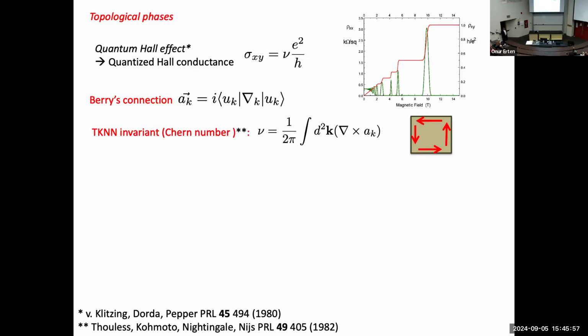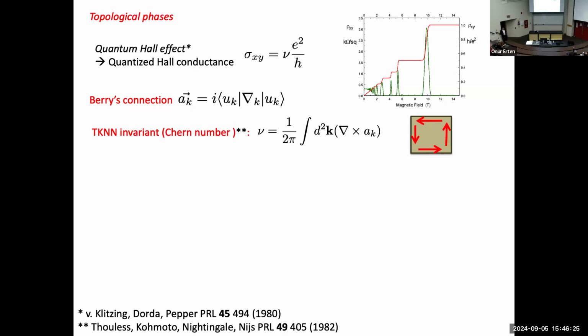And here, this u of k, if you have taken any solid state class, this is the periodic part of the Bloch wave function, right? The Bloch wave function is usually this u of k times a plane wave. So if you take this Bloch wave function and see how it changes within the momentum space, and then integrate the curl of it, this is usually called the Berry curvature, it tells you how many chiral edge modes you have in your system.